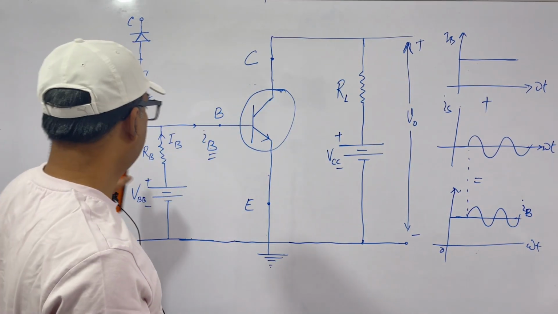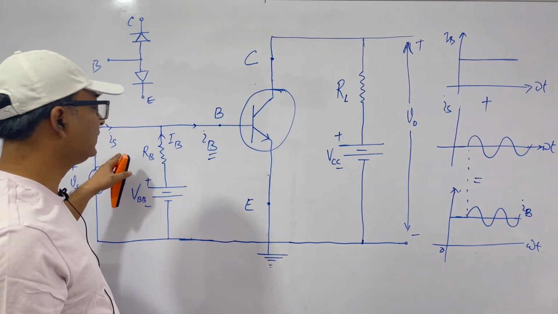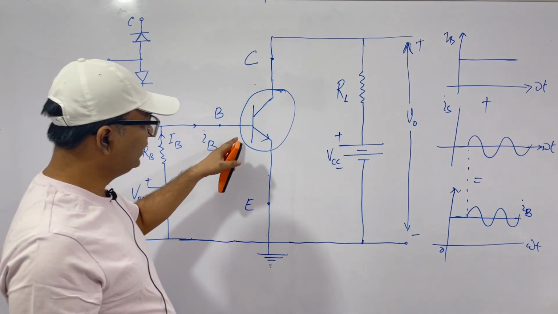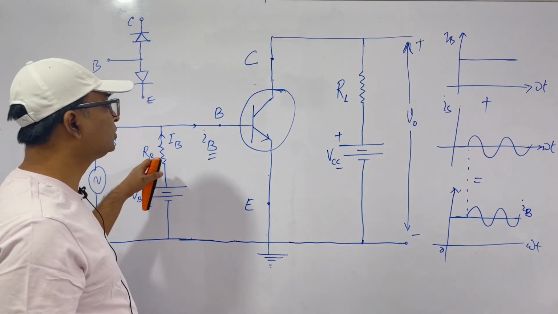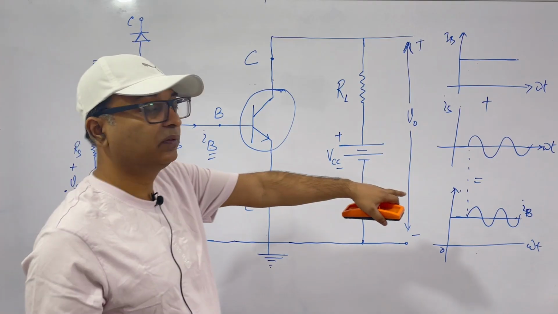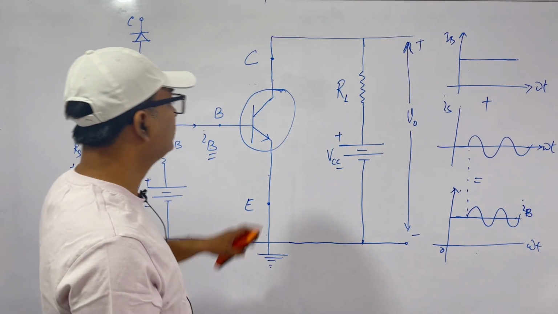Clear? So the effect of this current is that it forward biases this diode, and this current rides over that particular level of current. Clear? So this is the first part.